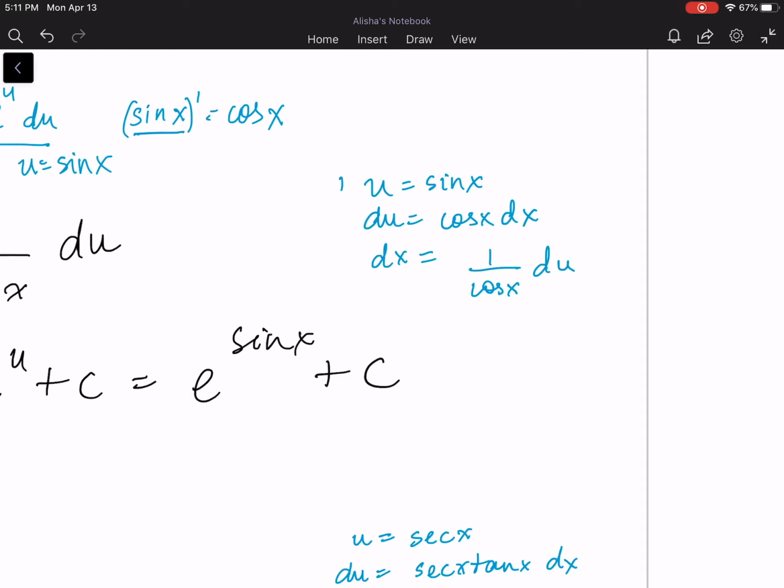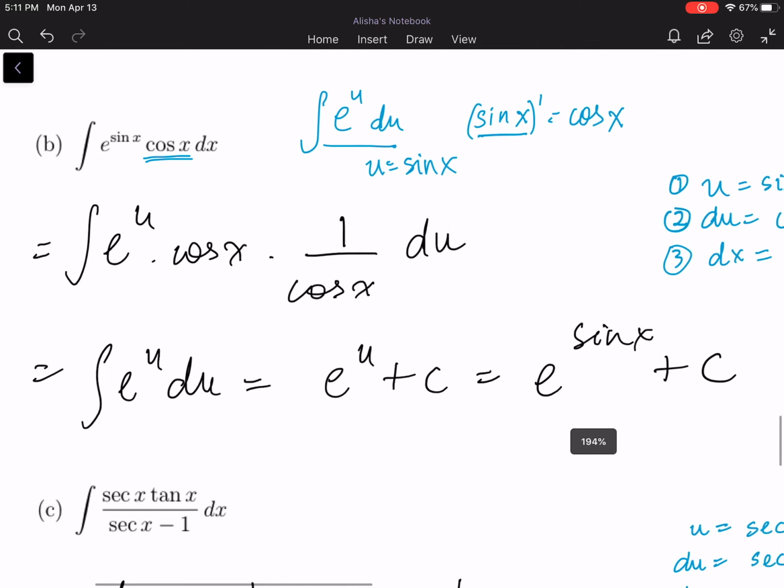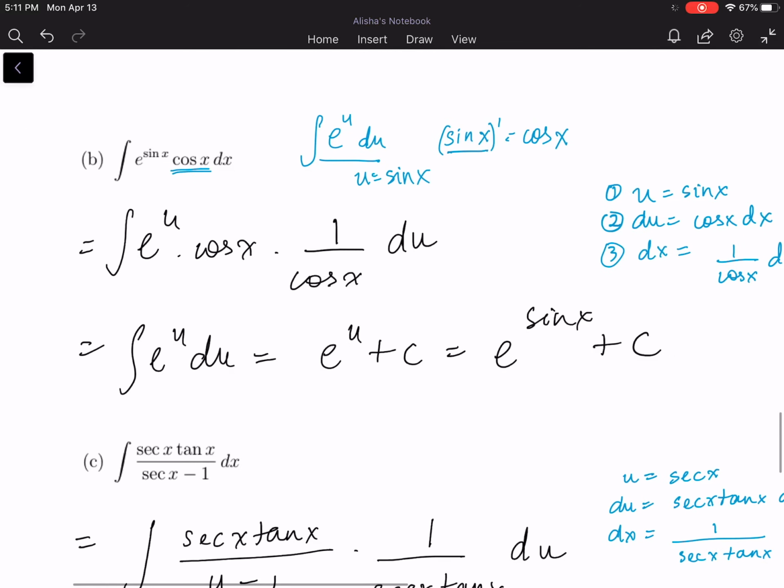First step, make the substitution. Second step, du. Third step, solve for dx. Okay, so dx is 1 over cosine x du. Let's go back to our integral and substitute that in. So the sine x becomes u, the cosine x stays as it is, and then the dx becomes 1 over cosine x du.